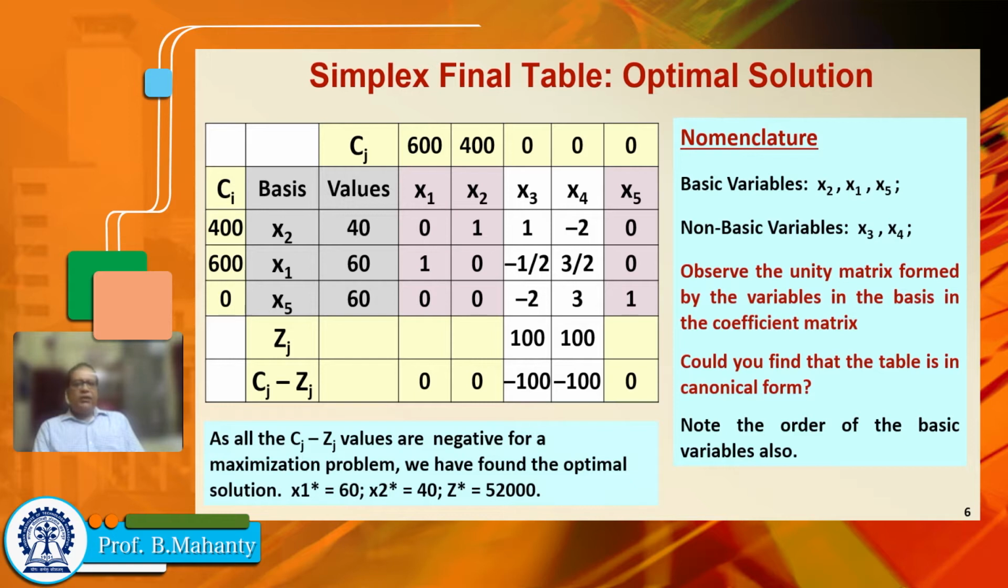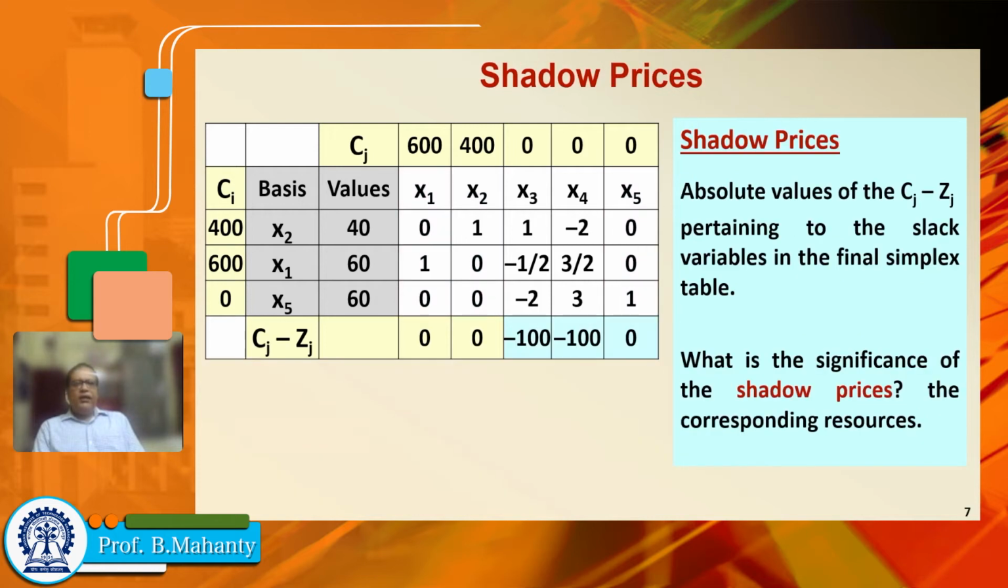Note the order of the basic variables also, because in that order only we have to find the canonical form, or we have to find the unity matrix. Right. So having said that, the simplex final table is obtained. Now a very interesting thing, that is the shadow price.